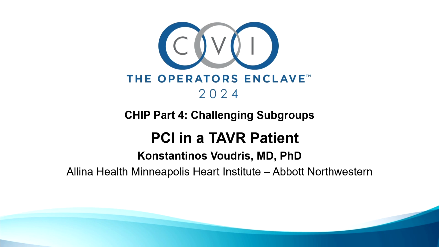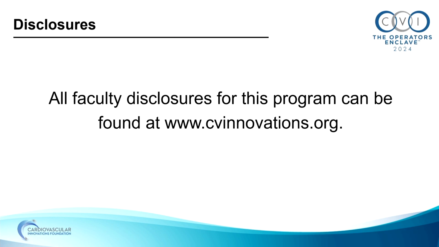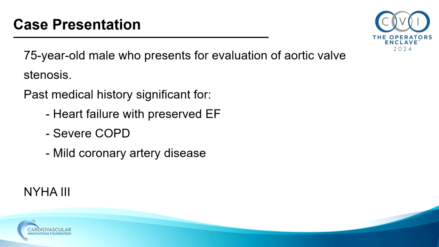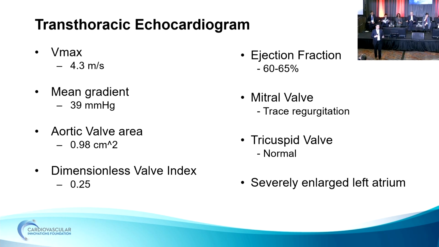It's a little bit different than what you were seeing in the prior session, and it's a case of a 75-year-old male. He presents for evaluation for aortic valve stenosis. He has heart failure with preserved ejection fraction, severe COPD, mild coronary artery disease, clearly symptomatic, NYHA class 3. All the echo parameters fit severe, classic AS: high velocities, normal EF, high gradients, with no other severe valvular abnormality.